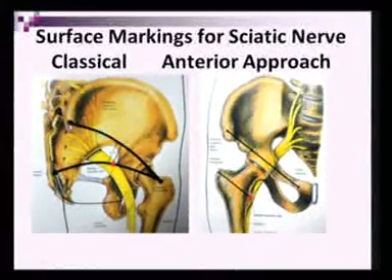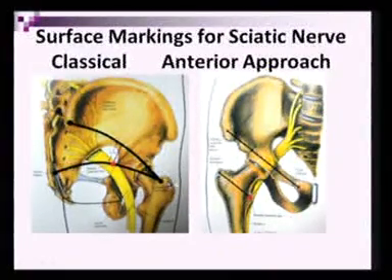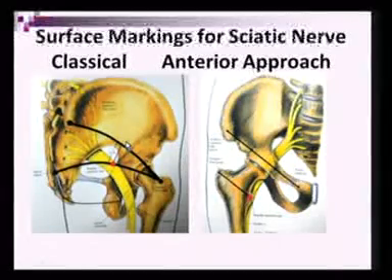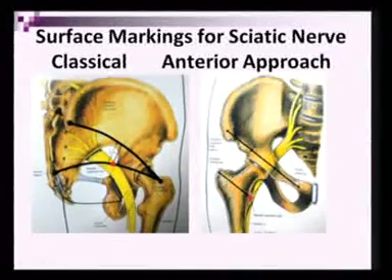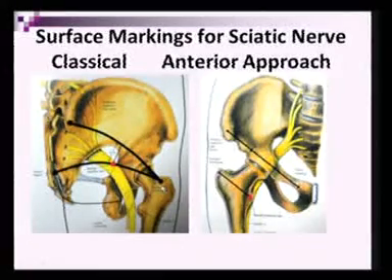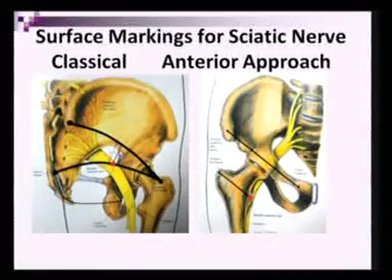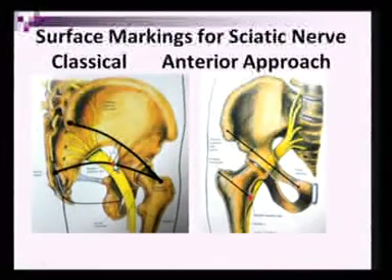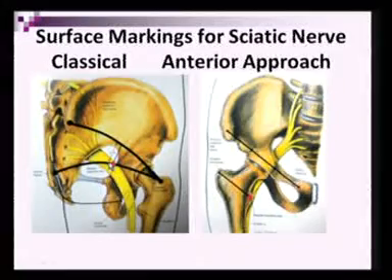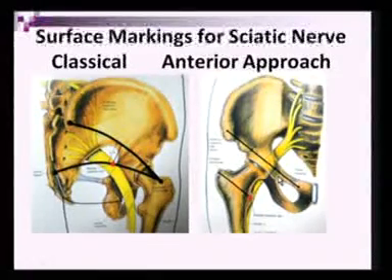So these are the surface markings. This is the posterior superior iliac spine, then the greater trochanter, a line is drawn and the midpoint is defined. Then another line is drawn from the sacral hiatus to the greater trochanter, and a perpendicular is drawn from that midpoint. Where this perpendicular falls on the lower line, that is exactly over the nerve. So this is the area of interest where the needle is injected. I shall talk about the anterior approach in my next slide.